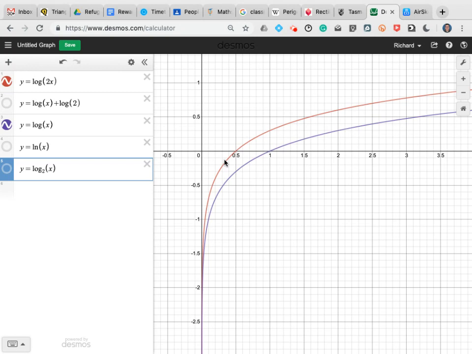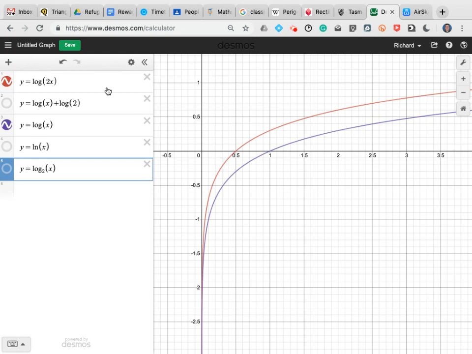Ooh, okay. Beg your pardon? Yes. Did you ask what would it look like if it was stretched away?